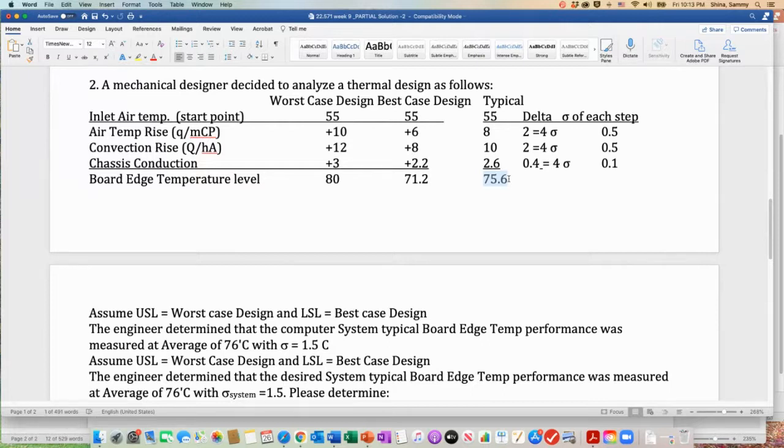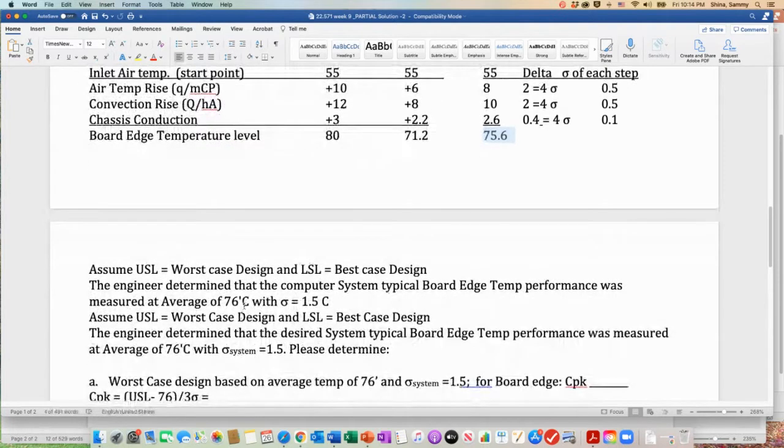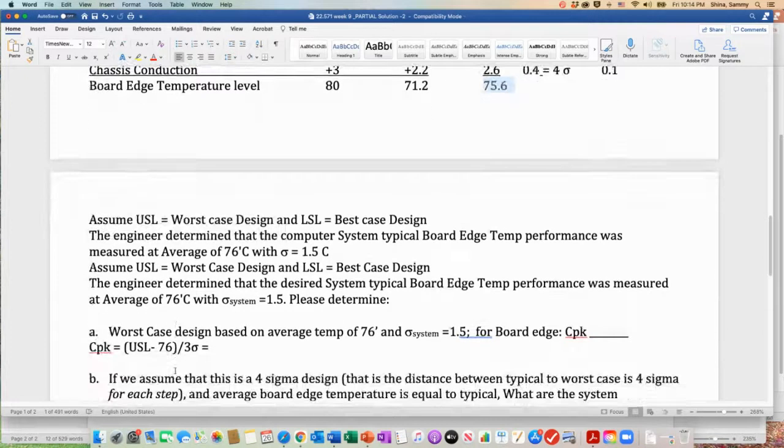So typically, when they make the measurements on systems that were designed that way, the average of the system is 75.6, as opposed to 76, which is halfway between the specs, which is the nominal. So you get a slight average shift. The nominal would be 76, the typical would be 75.6, and that's the average. So that you do not confuse 76, the nominal, with 75.6, the average. I showed you that in the map.